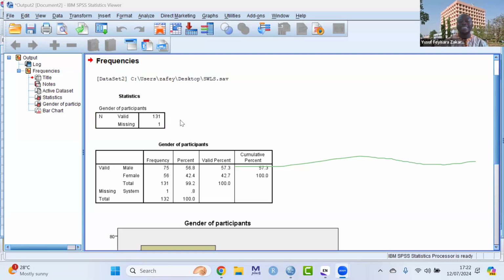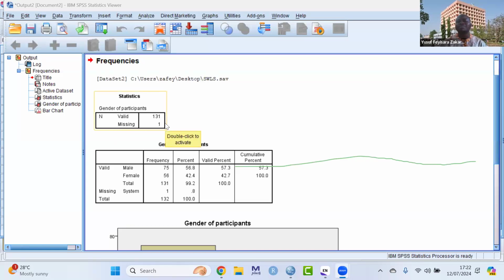So you can see valid cases, we have 131. The missing, there is only one missing. That means out of 132 respondents to this questionnaire, one person skipped the gender. One person did not declare whether he is a male or she is a female. All right? That is what this missing is telling you.